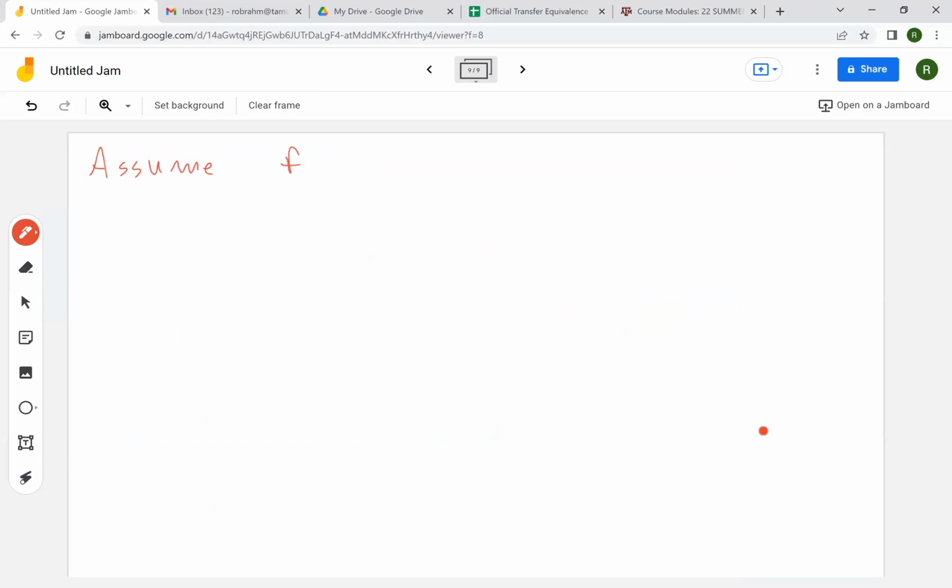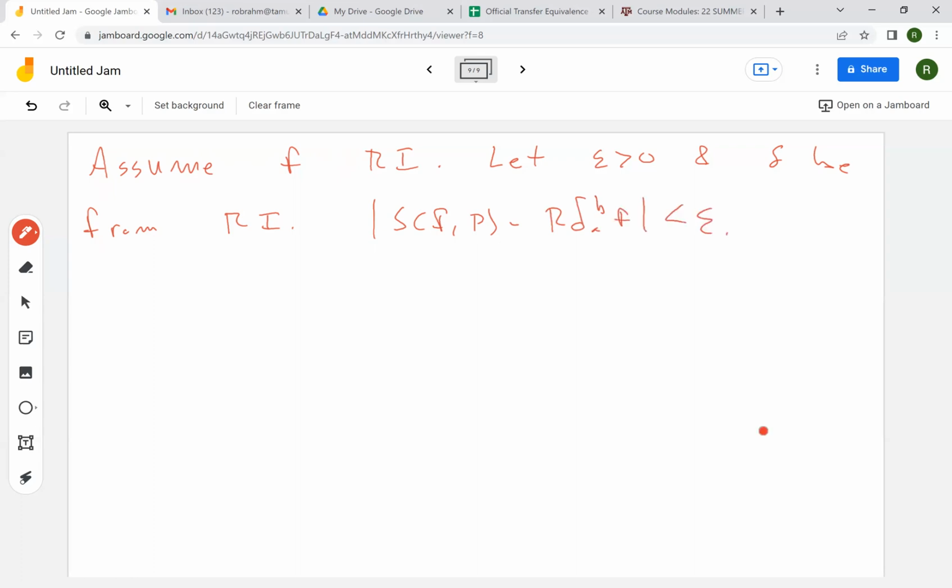Assume f is Riemann integrable. Let epsilon be greater than 0, and let delta be from the definition of Riemann integrability. So in other words, if P is any tagged partition with mesh size less than delta, then we know S of f, P minus the Riemann integral of f is less than epsilon.